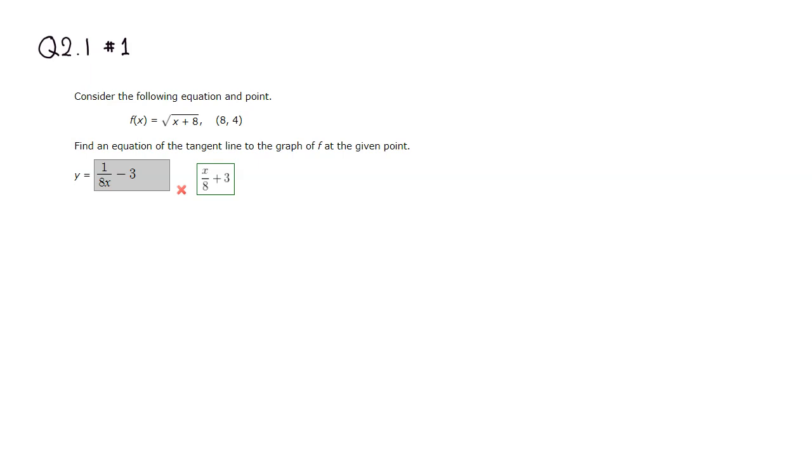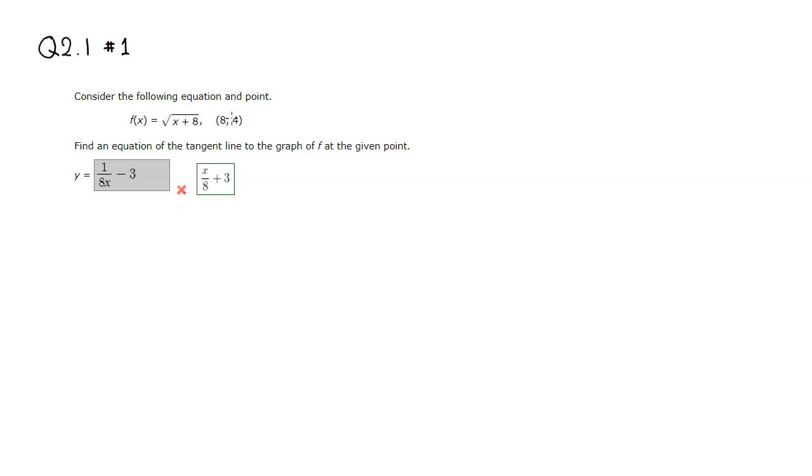All right, let's look at quiz 2.1, problem number 1, just the first part. We have this function f of x equals square root of x plus 8, and we want to find an equation of the tangent line at (8, 4).